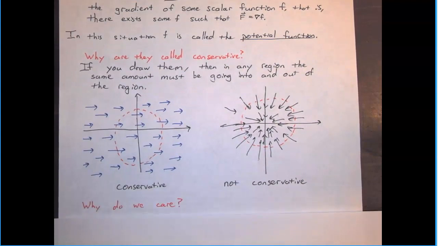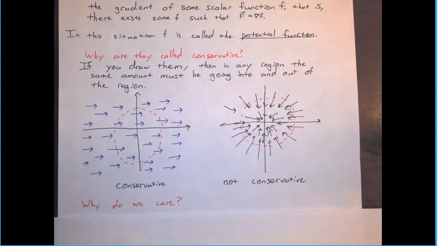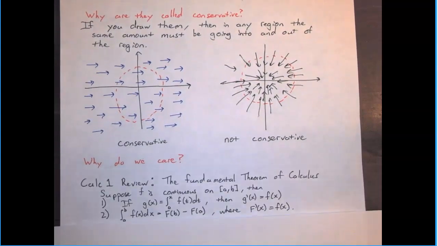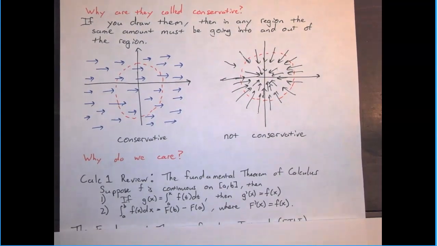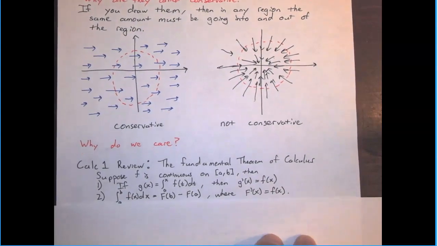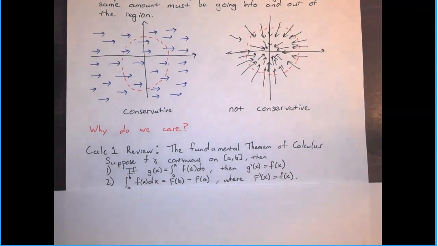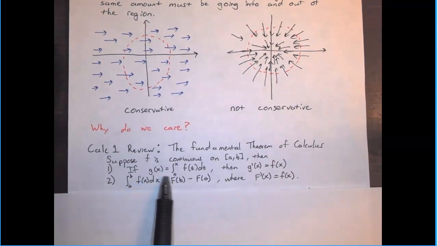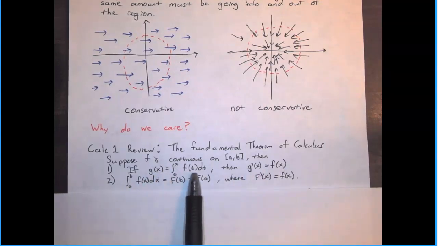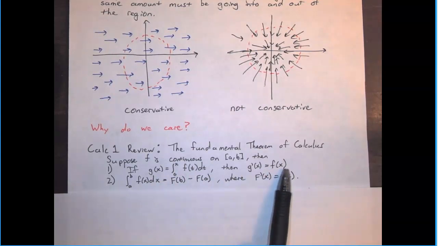Okay? Why do we care about conservative vector fields? Well, before we get to why we care, they have very nice properties. Let's review some Calc 1. In Calc 1, the biggest result, everything was leading up to the fundamental theorem of calculus. That's if you had a continuous function on a closed interval, there were two results. First, if you define this function as an integral, so x is a variable, you're always integrating up to whatever the variable is, then the derivative of this integral function is whatever function you're integrating. G prime is equal to f.